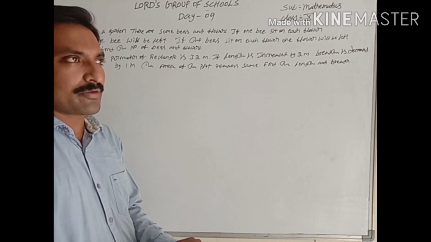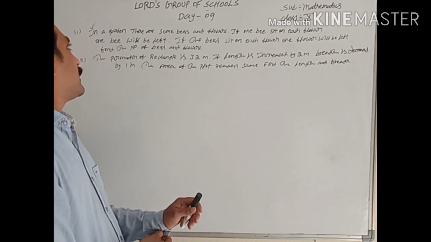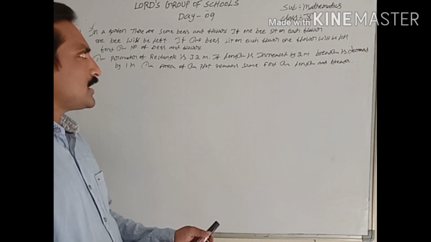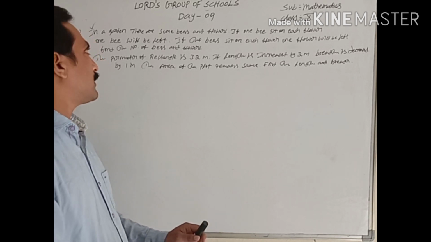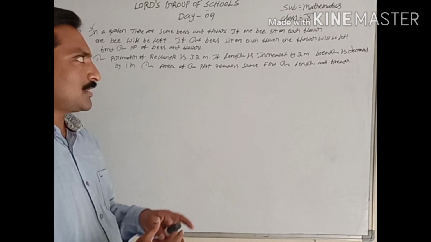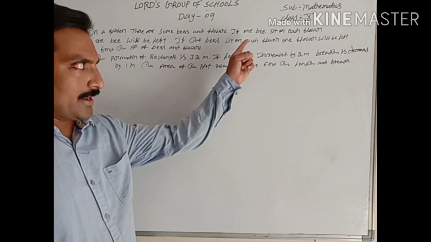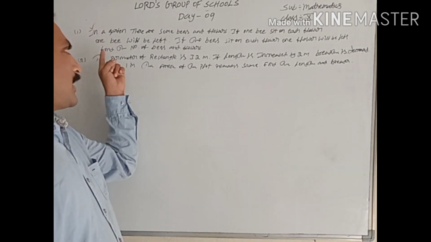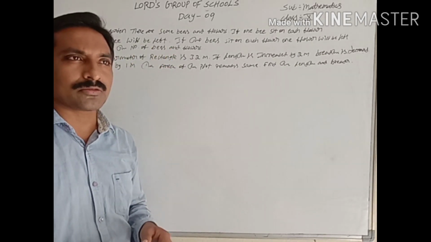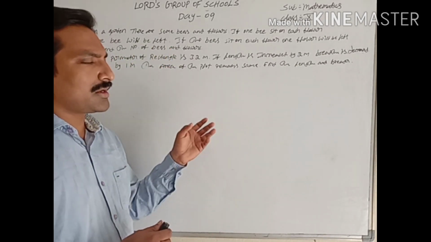So, pair of linear equations. What problem? In a garden, there are some bees and flowers. If one bee sits on each flower, one bee will be left. If two bees sit on each flower, one flower will be left. Find the number of bees and flowers graphically or generally.